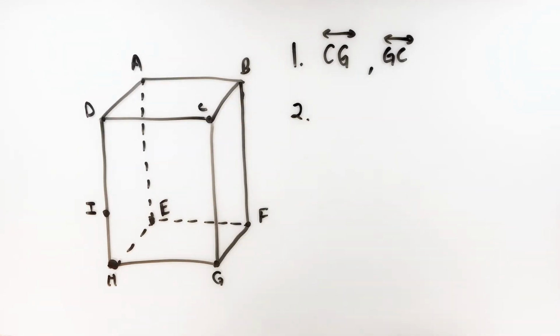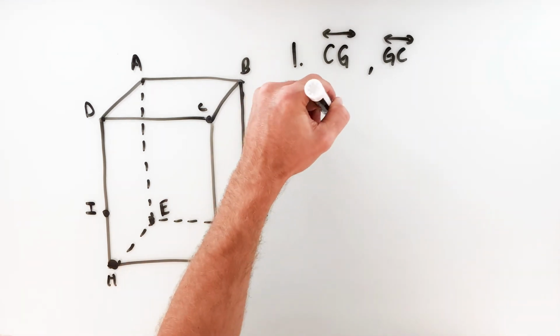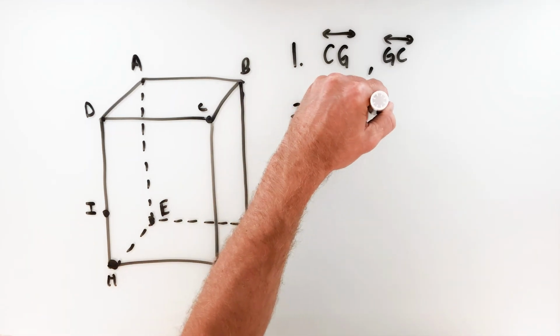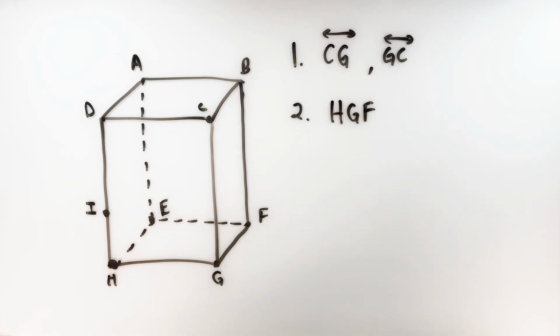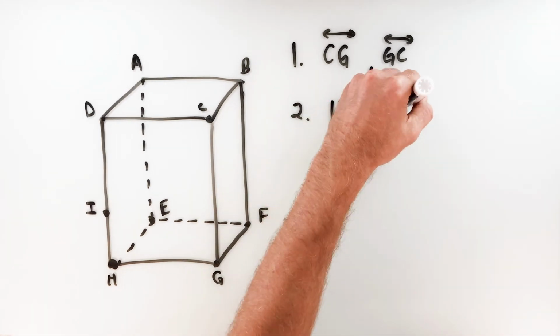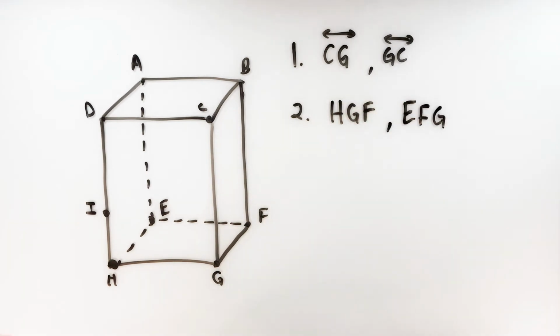Okay, second example. I want to name the bottom plane. So the bottom of the box, I want to name the plane that represents the bottom of the box. So remember, naming a plane, I need 3 points. I've actually got 4. So I'm just going to pick 3 of them. So the bottom of the box is here. We're going to say H, G, F. So plane HGF. Another way, we could also say EFG. And there's a few more. We just need 3 letters.